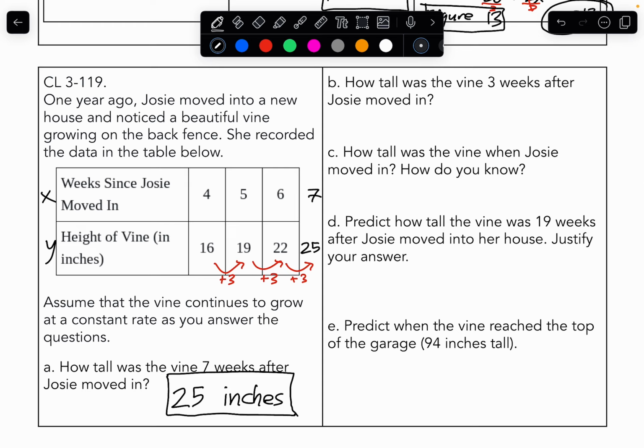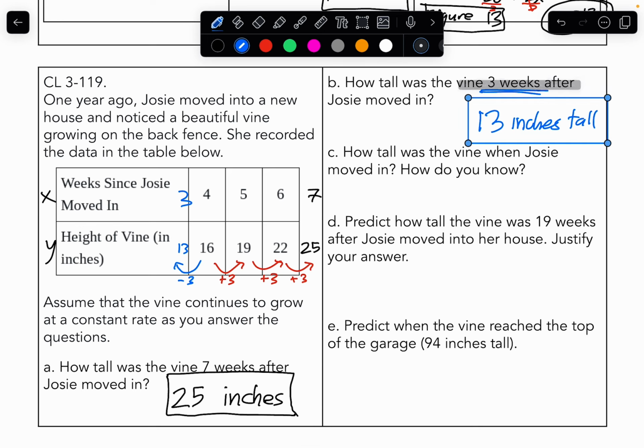How tall was the vine 3 weeks after Josie moved in? Okay, let me use some color here. 3 weeks. If I go backwards and follow that pattern, I will be able to reach week 3. Okay, subtracting our growth, 16 minus 3, I hope you got that right, was 13 inches tall. That would be the correct answer.